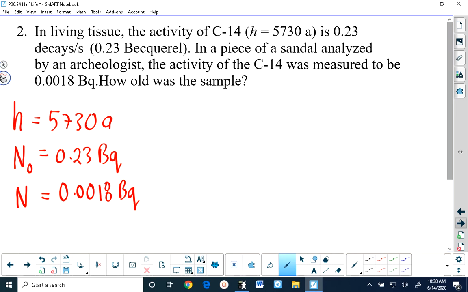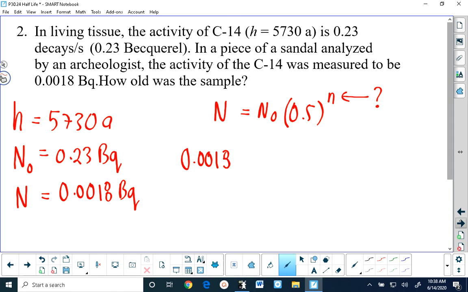So when we look at our formula, we have N equals N sub 0 times 0.5 to the lowercase n. What we need to know is what lowercase n is, because if we know what little n is, then we know how many half-lives have elapsed since the organism died, and that can be useful in finding out how old the organism is. So let's load these numbers in. You get 0.0018 equals 0.23 multiplied by 0.5 to the n.